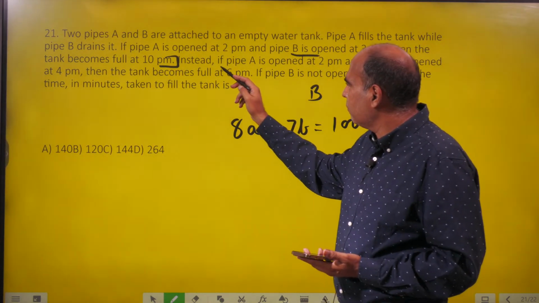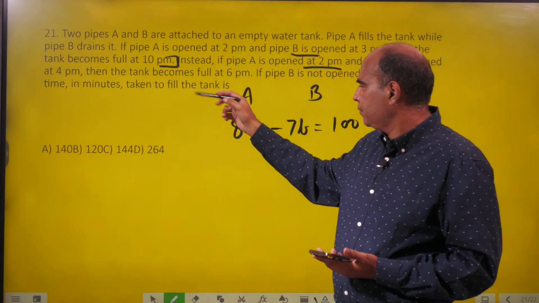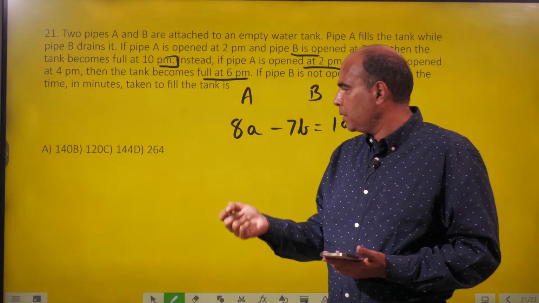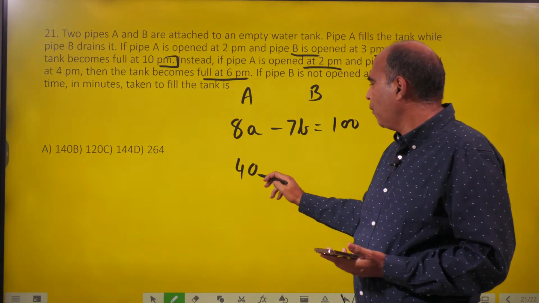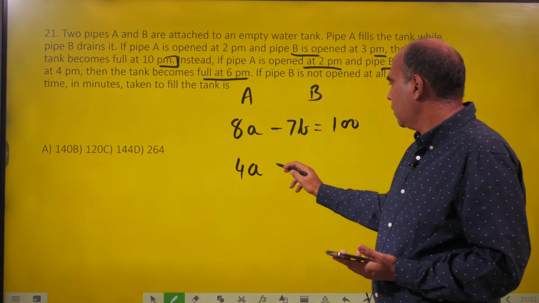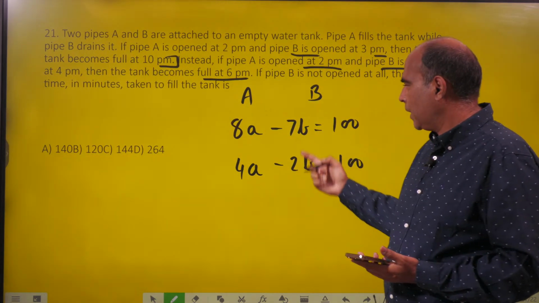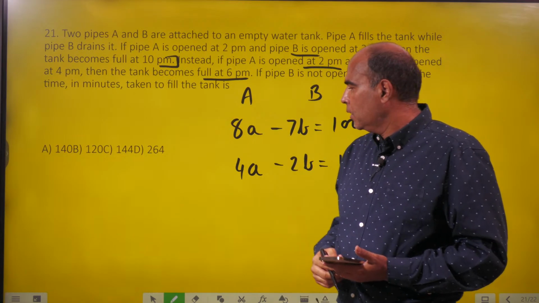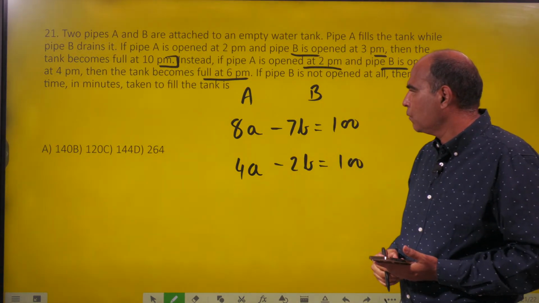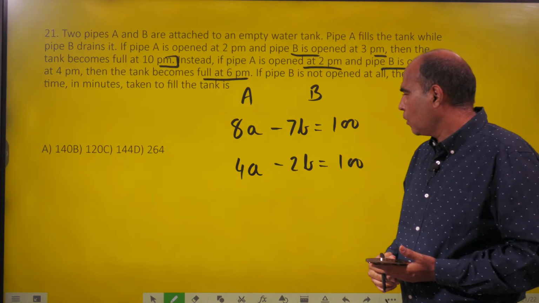And then they say instead of pipe A opened at 2 p.m. and pipe B opened at 4 p.m., the tank becomes full at 6 p.m. So from 2 p.m. to 6 p.m., the expression will mean 4A, that's the filling, and the emptying will be 2B. 4A minus 2B is equal to 100. So the tank also gets filled in this fashion. So if pipe B is not opened at all, then the time taken in minutes to fill the tank, that means you only open the pipe A. So what's going to happen?